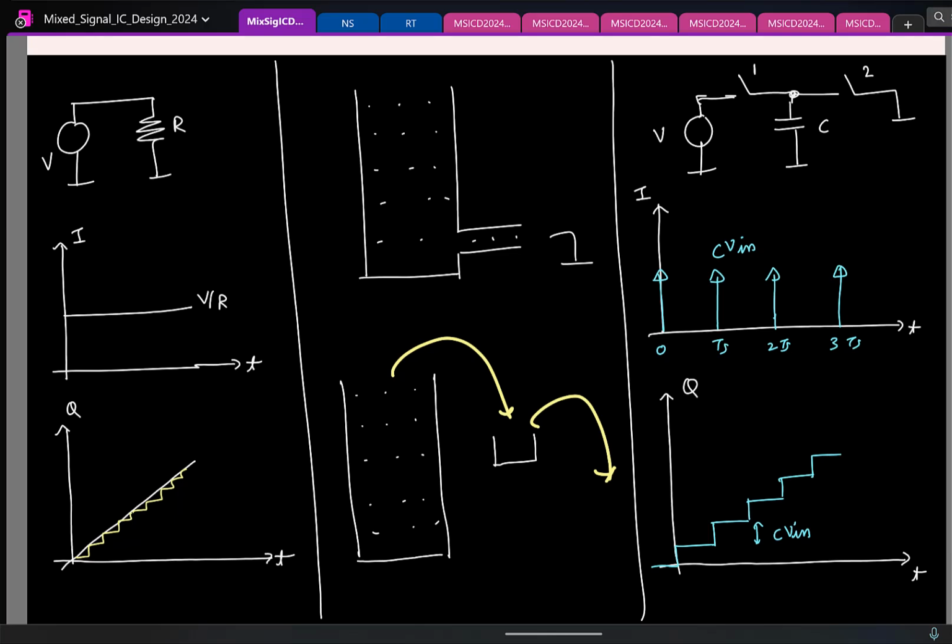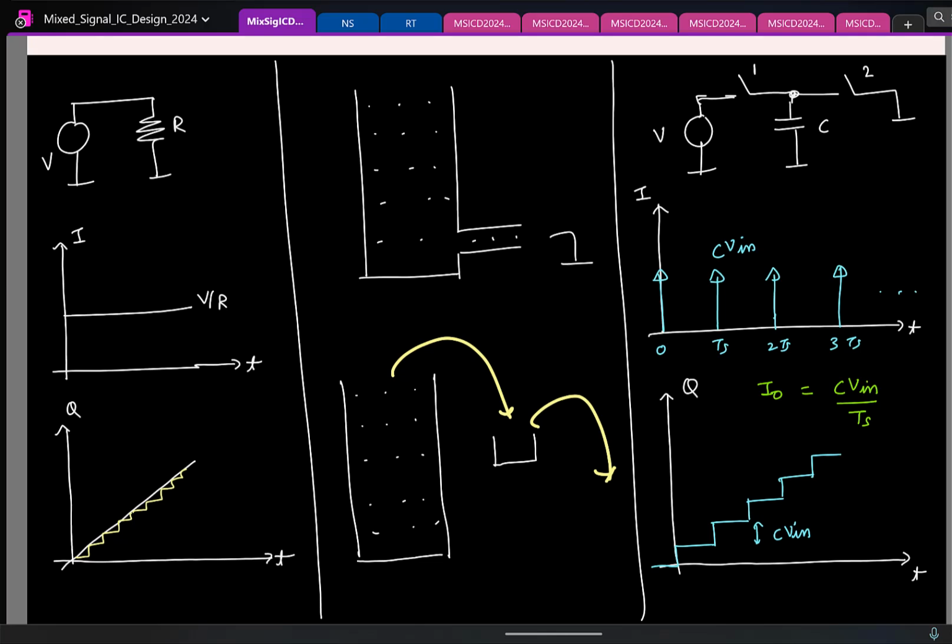But if I look at only the DC component of the current, let's call it I0. What do you think is the DC of this current? Basically, you have to find the average of this waveform. What is that? CV in? But CV in is charge, right? I want current. Fine. Again, to find the average current, you are going to take the area of this.